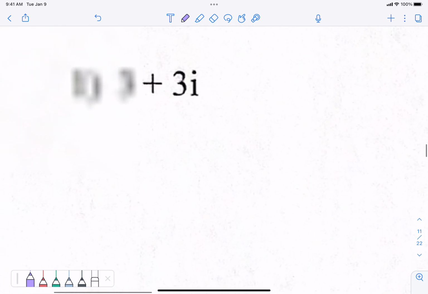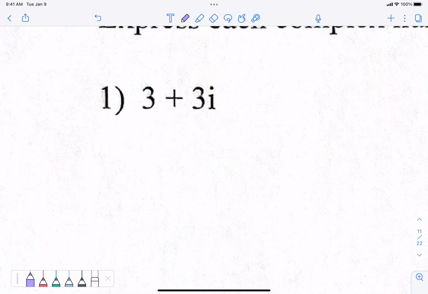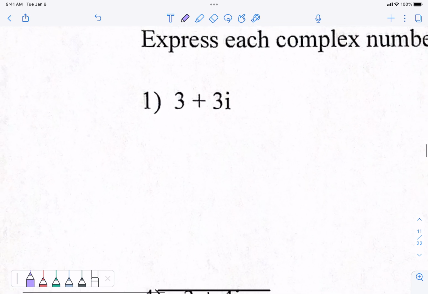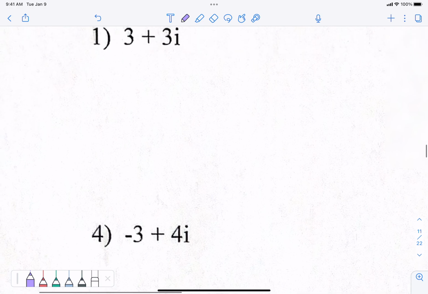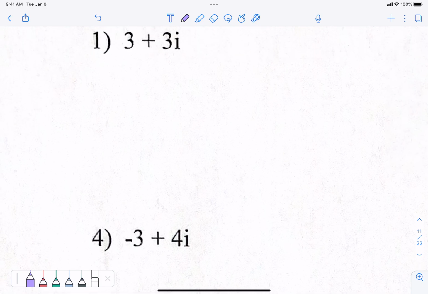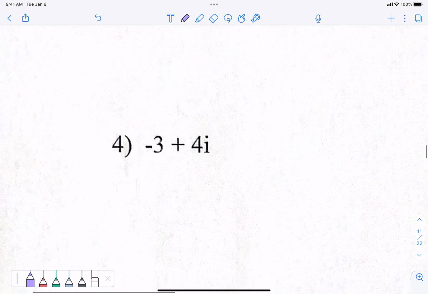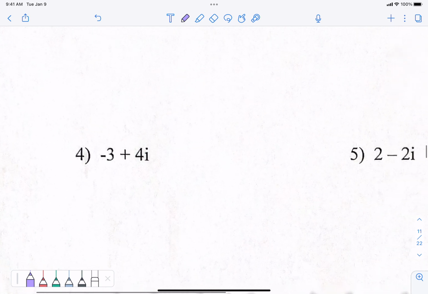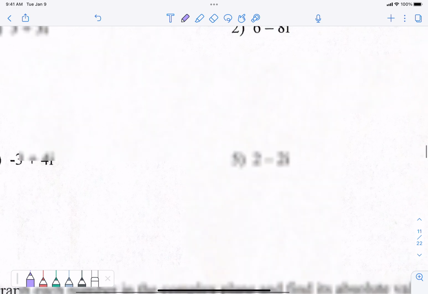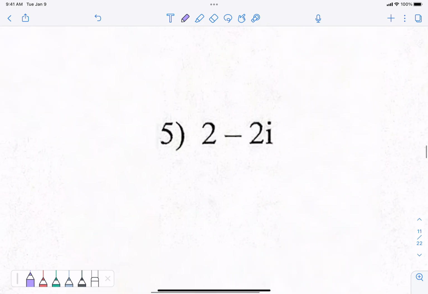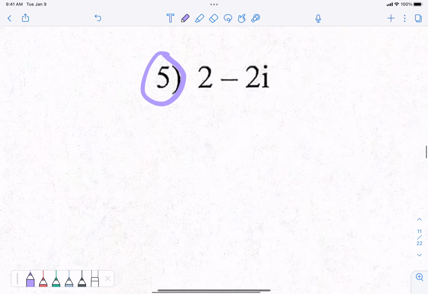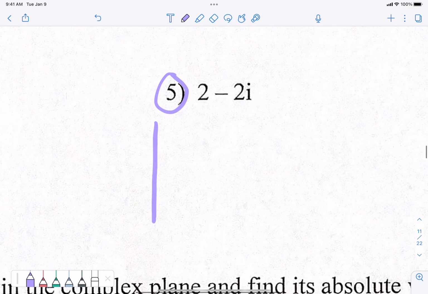So if you need to rewrite those as a proper complex number, you can do that, okay? So number 1, we're going to do number 1 together. 3 plus 3i, right? Can I not do number 1? Number 1's in the first quadrant. Let's do number 4. Number 4's in the second quadrant though. Let's do 5. Sorry, I'm trying to pick one that's a little bit harder. Let's do number 5 together, okay? So 5, what quadrant is 5 in?